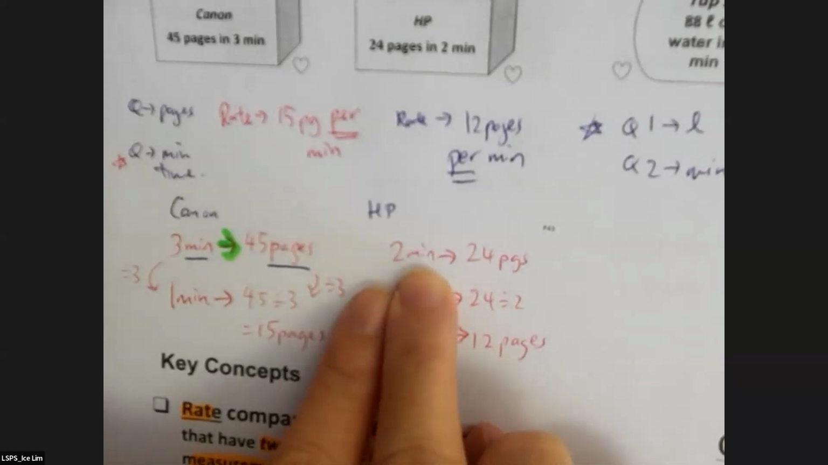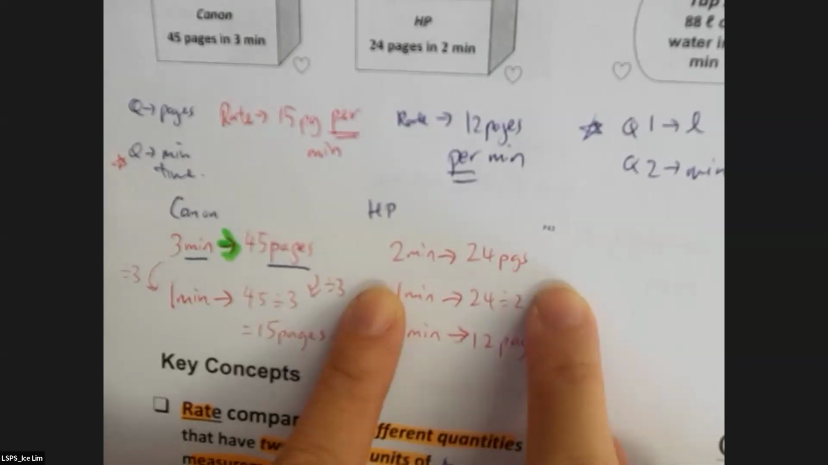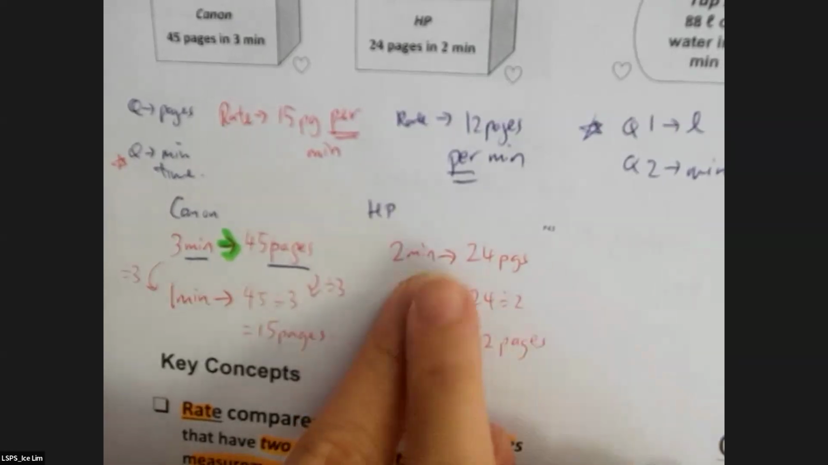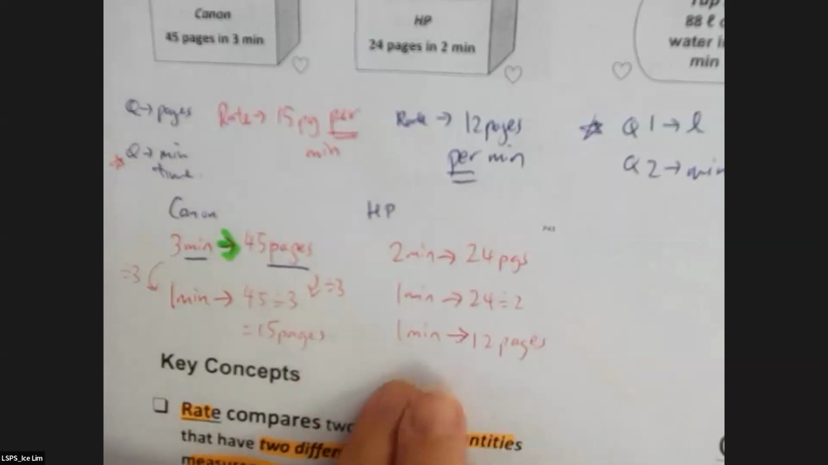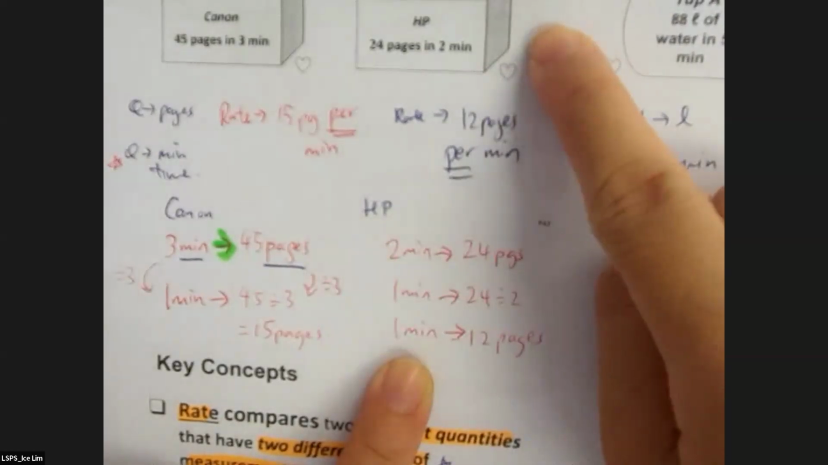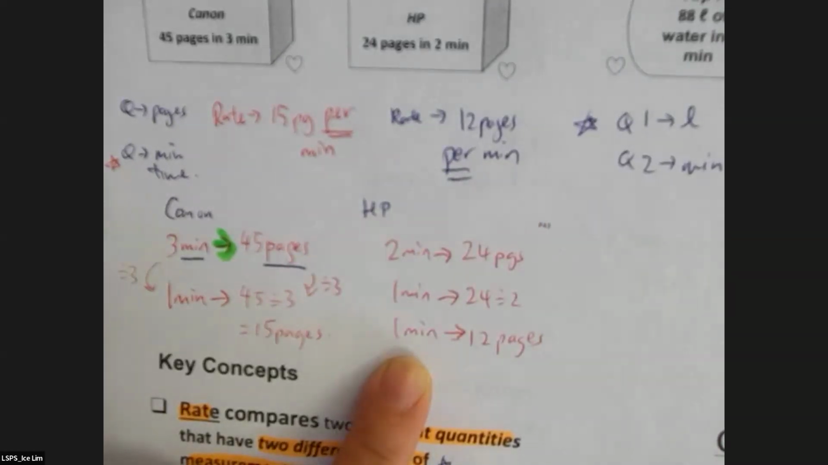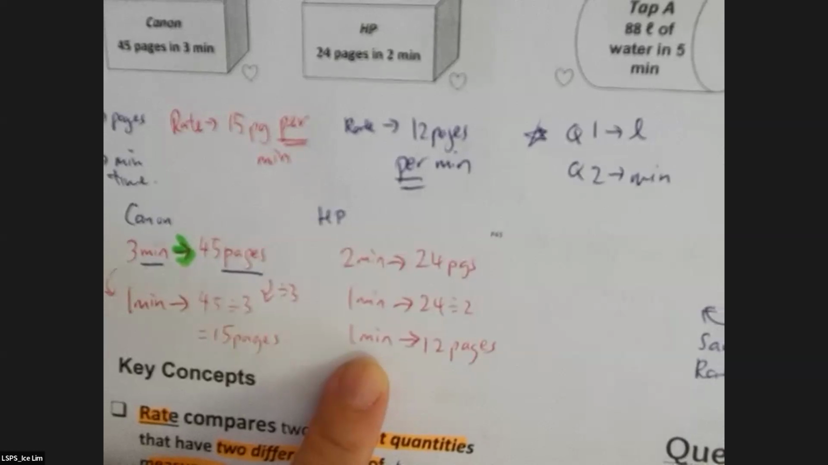So one quantity is equivalent to an amount of another unit of measurement. So 2 minutes is equivalent to 24 pages. 1 minute is equivalent to 12 pages. The rate of the HP printer is 12 pages per minute. Can you understand? So this way of reading is very important.